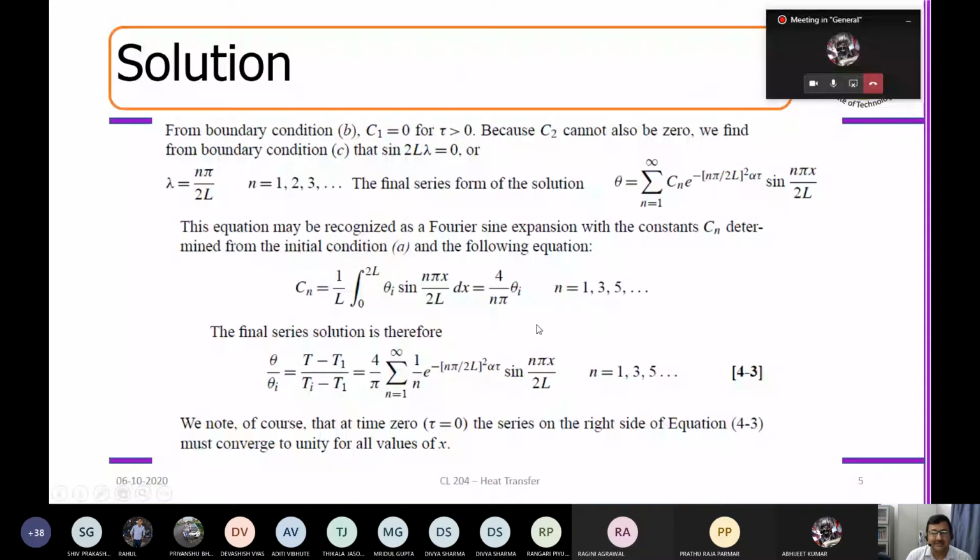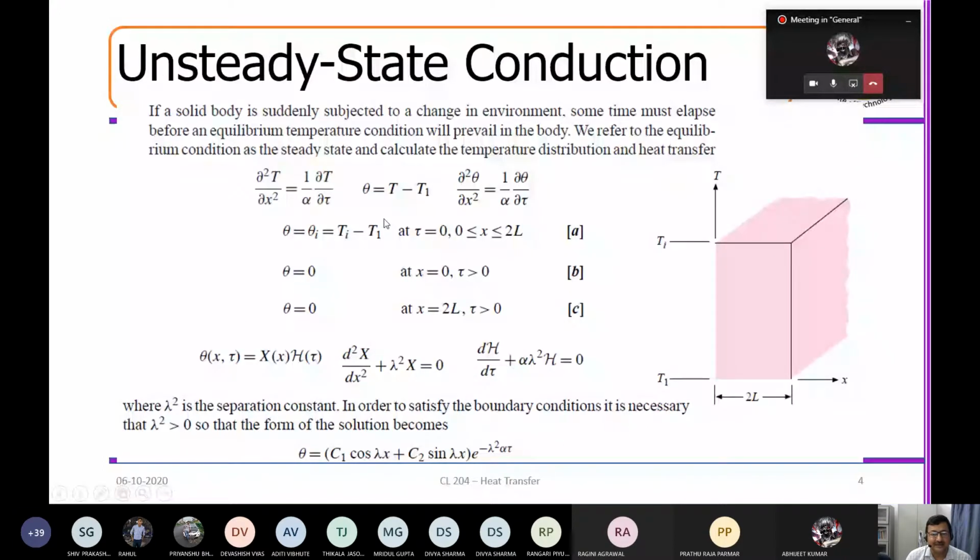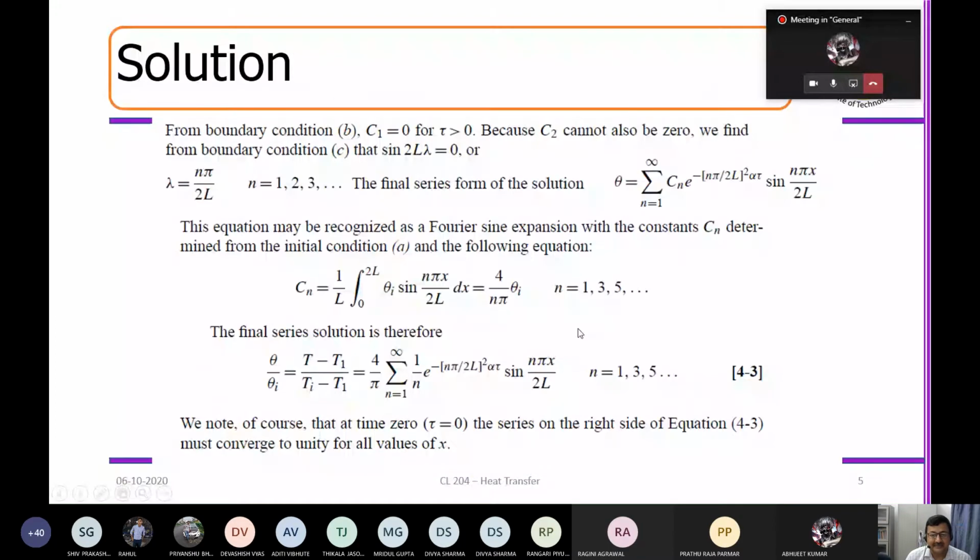So in this situation, I will have an initial condition, and I will have 2 boundary conditions, second order in space. That's why I require 2 boundary conditions. First order in time. That's why I require 1 initial condition. If I enforce this boundary condition, I end up getting a solution like this. Here we defined a parameter which is called the dimensionless temperature, which is the driving force divided by the initial driving force. This is the driving force at time t equal to t, and this is the driving force at time t equal to 0. This has a unit of temperature, but this parameter doesn't have a unit of temperature.